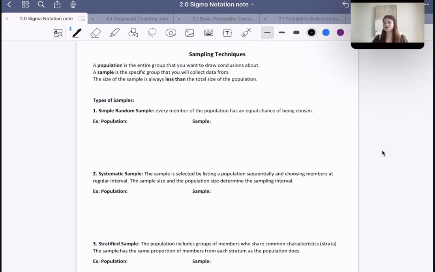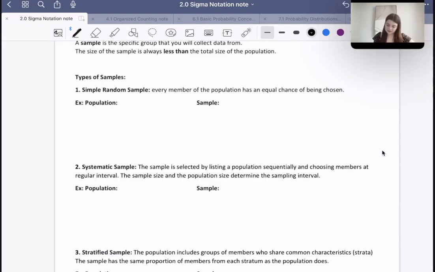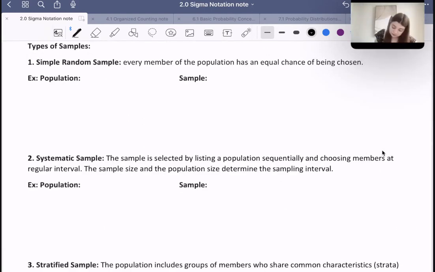How do we actually choose which people we're going to sample versus which people we're not going to sample? So the first type of sampling is simple random sampling, where every member of the population has an equal chance of being chosen. So, for example, this could be drawing names out of a hat. I'm going to write some of these out because this is important. So please write this down. Drawing names out of a hat.